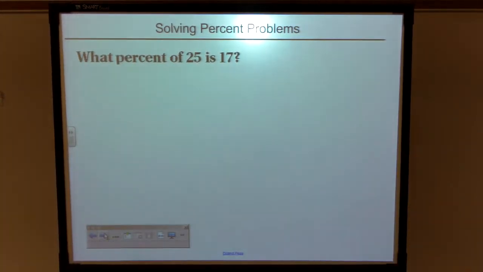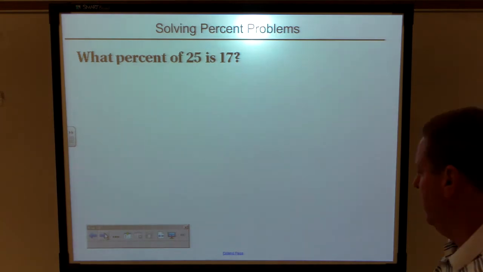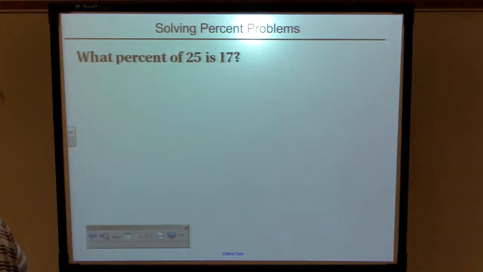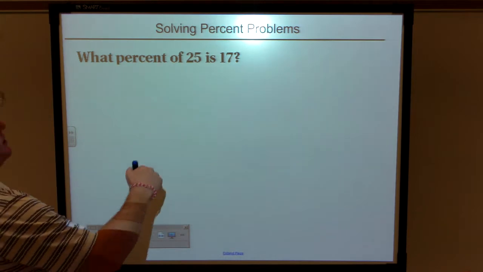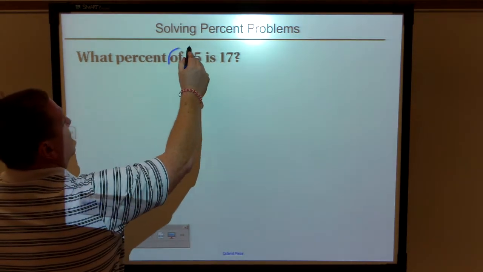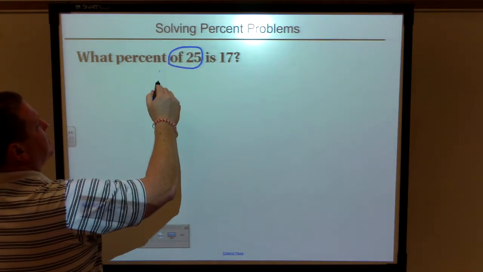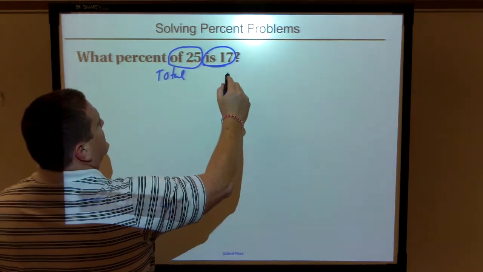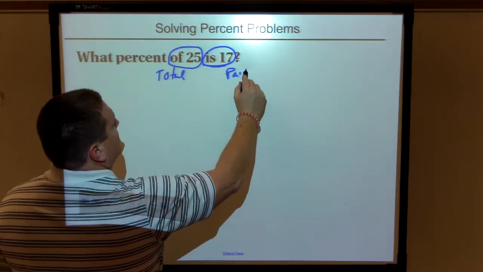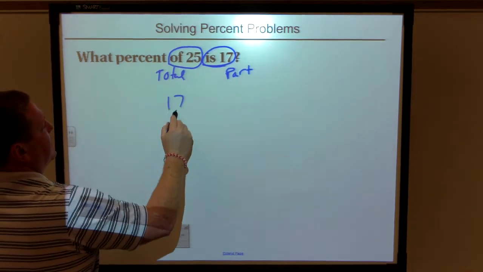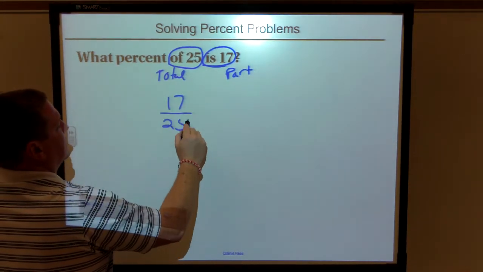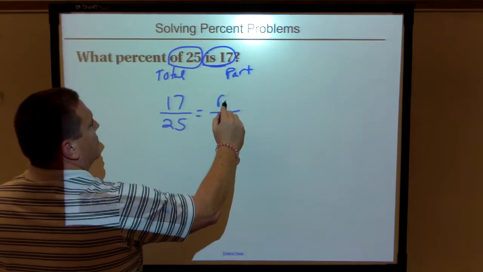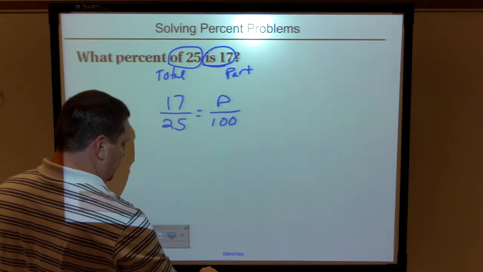I'm going to go ahead and use a calculator for this one. They're asking what percent of 25 is 17. Of 25 represents the total of something. Is represents the part. So 17 is the part, 25 is the total, and we want to know what percent out of 100 that represents.